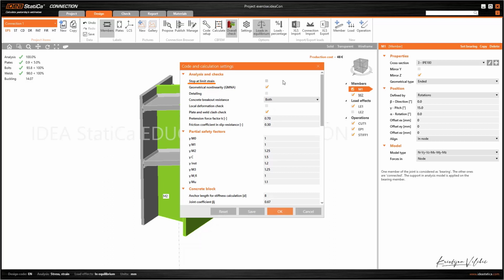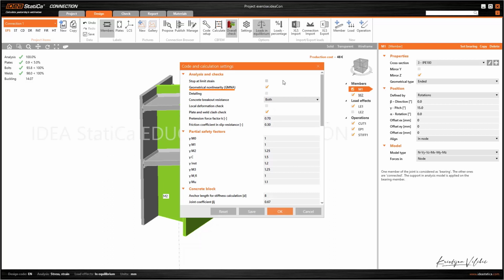Stop at limit strain. The first and one of the most important settings is the option to suspend further iterative load application to the connection components at the moment when the first of them fails. It ensures load application only until the moment of the first failure. Why is it useful to include this option? With this option, you will immediately know which is the weakest link in the connection, which is useful when undertaking activities to strengthen the components.